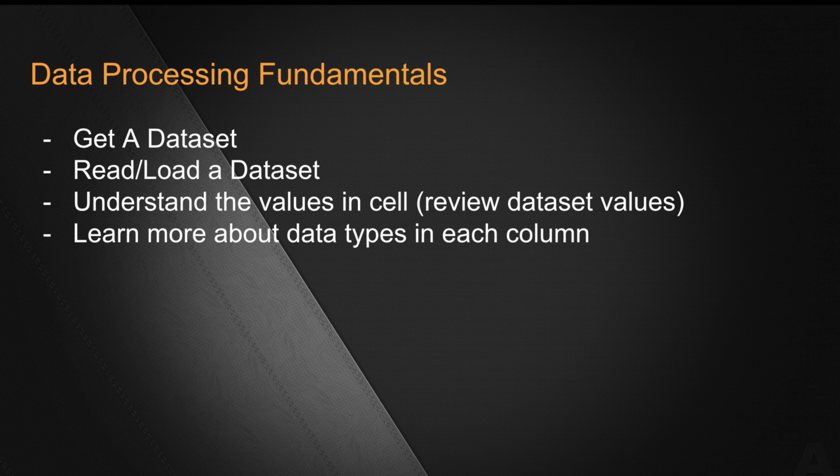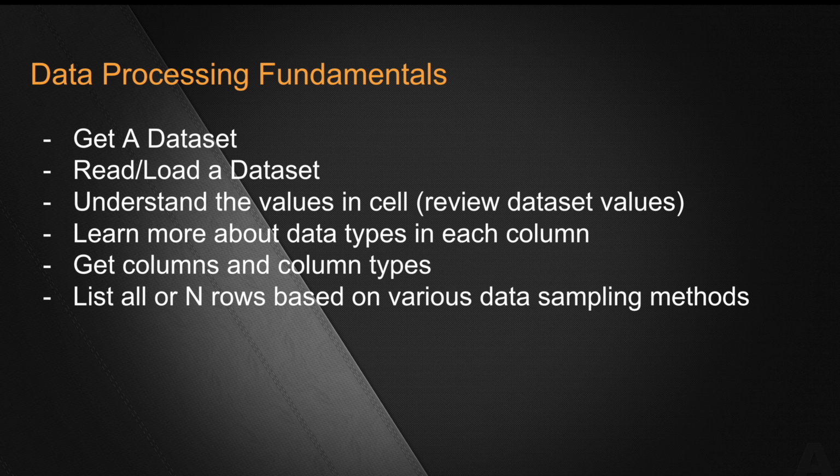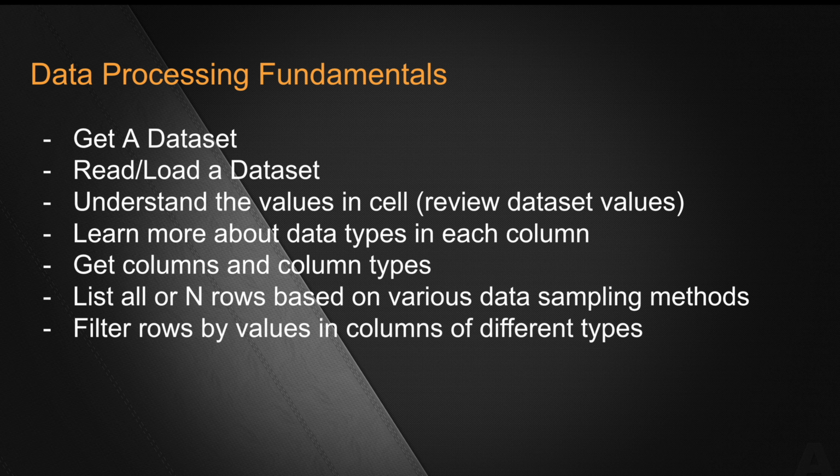Next comes the filtering. It means getting all or n rows based on various data sampling methods. It means you would want all the top rows, all the bottom rows, or all the rows sampled randomly from the overall data set. Now we have a better understanding of limiting your result set. You can filter the rows by values in one or multiple columns of different types. Could be numeric, could be categorical.